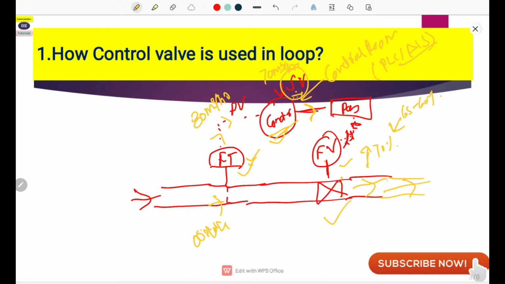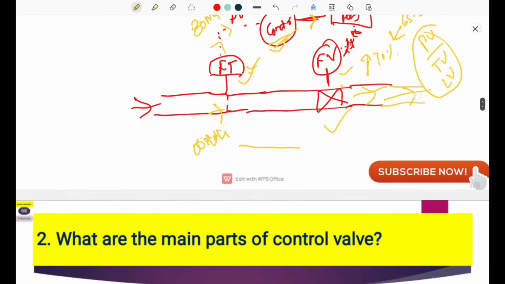In the same way, the control valve can be used as a pressure valve, and also as temperature valves and level valves. It can be used the same way as we have discussed here with the FT, or flow transmitter, and flow valve. So this is how a control valve is used in a loop.